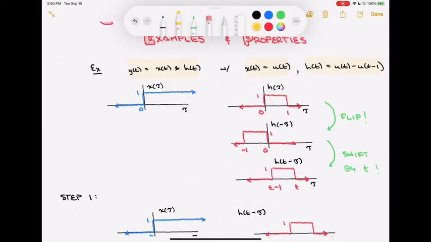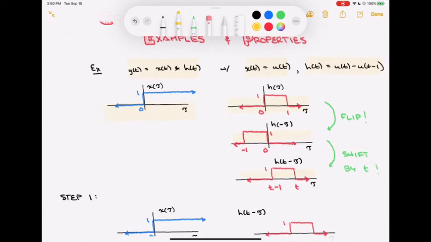First order of business is step one, which is to plot both x(tau) and h(t minus tau). x(tau) is no problem. We're just replacing the variable t with the variable tau, and we get a unit step looking function, which I've drawn here in blue. To get h(t minus tau), we can think of it as a two-step process. We first start with h(tau), our unit duration, unit amplitude pulse, then flip it about the vertical axis, shown in the next graph down, and then shift it by some value t.